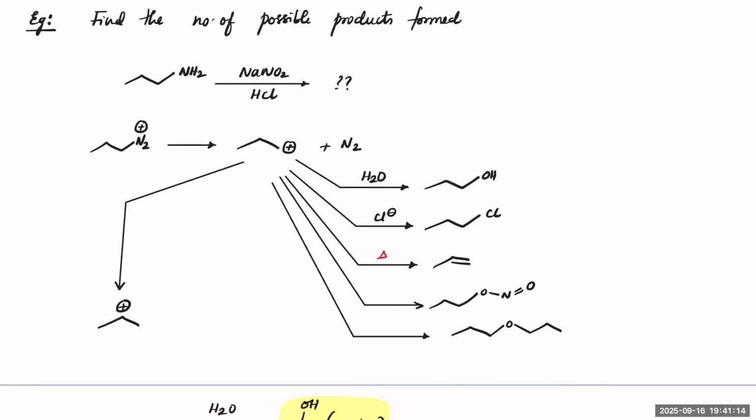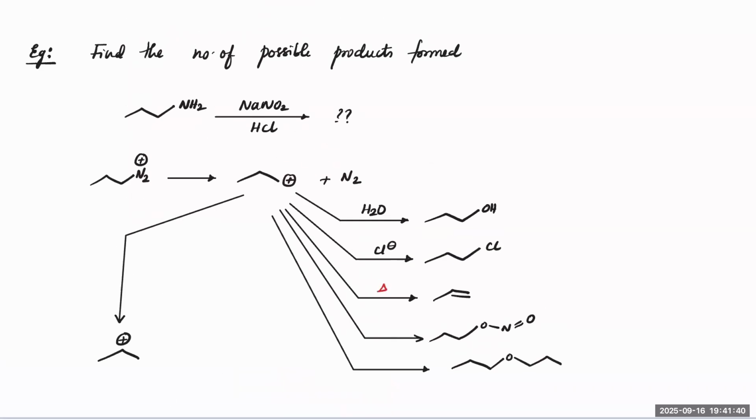There could be a question asking you to find the number of possible products formed. Like this is a 1 degree amine, and NaNO2 HCl is being used. Here NH2 will convert into N2 plus. N2 plus is a good leaving group. It can leave and generate a carbocation. This carbocation can rearrange into a second degree carbocation. And within the solution, when you have NaNO2, what all is in the solution? You have water, Cl minus, and a small amount of NO2 minus. These are all the reagents you have here.